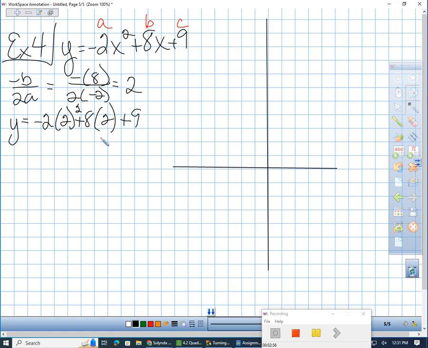I guess I should have left it as minus 9, huh? Negative 2 times 2. No, you do your squared first. Times negative 2 is negative 8. This is plus 16. Right? So it's 8. Plus 9 is 17.